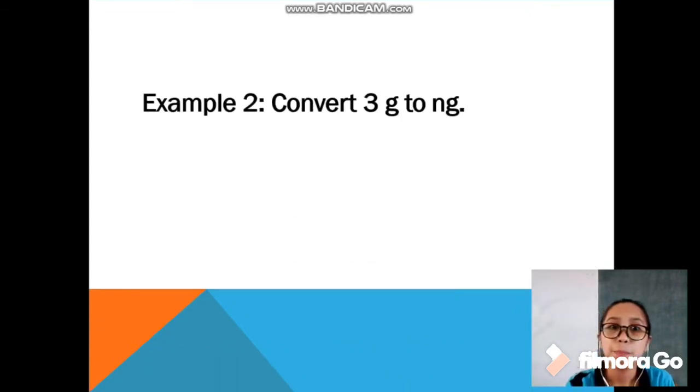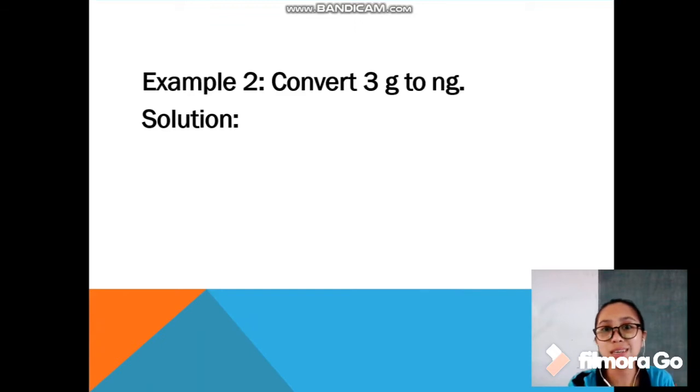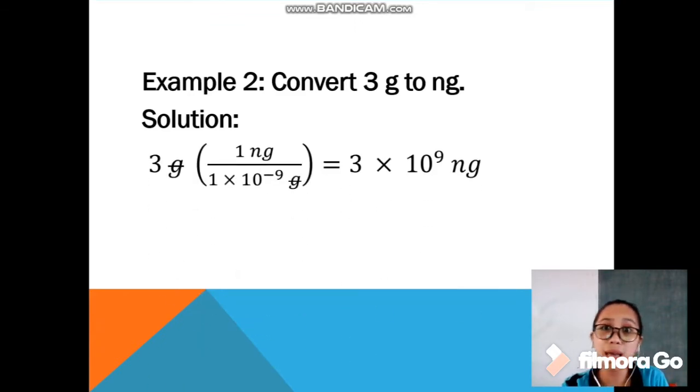Okay? Example number 2, we have convert 3 grams to nanogram. So, the prefix is nano. So, we have here 3 grams. The grams should be in the denominator of the conversion factor so that we can cancel out the grams. So, we have here 1 nanogram. Nano means 10 raised to negative 9. That's it. This is our target unit, the nanogram. So we have to multiply 3 times 1 equals 3 divided by 1 times 10 raised to negative 9. Then we have 3 times 10 raised to 9 nanograms.